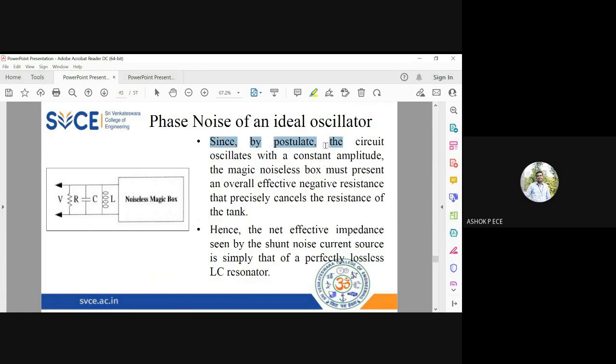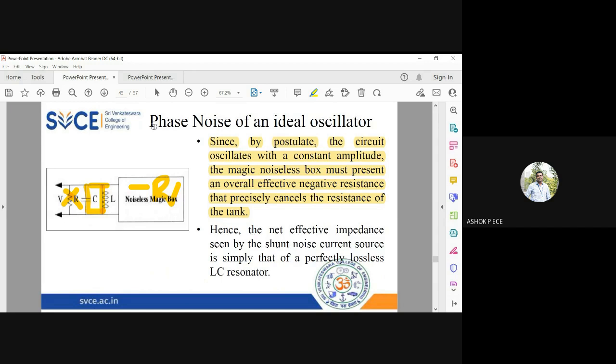So see, the circuit will oscillate with a constant amplitude. So this magic box must provide a negative resistance to cancel the resistance of the tank. Actually, ideally, only when L and C are present, it will produce oscillations. But unwantedly, we have this R, which is going to dissipate the power. So I want to cancel out this R. The only way of cancelling out this R is if this box has a resistance of minus R. Only then will R and minus R cancel and the net resistance become zero. So LC will be there, and it will perfectly oscillate at a constant amplitude and phase.